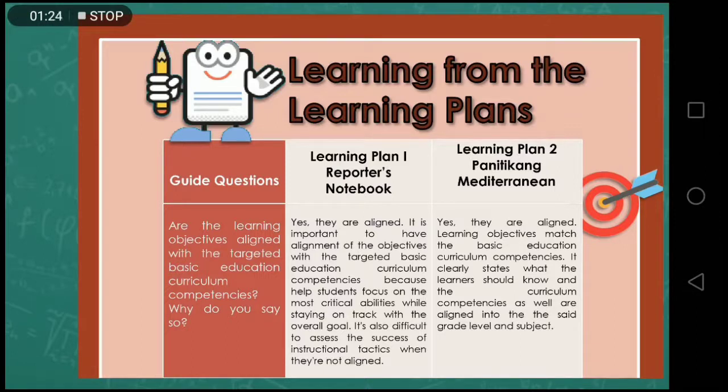On the other hand, according to Dr. Serhat Court, if the learning objectives are aligned with the targeted basic education curriculum competences, it will help minimize wasted time as students are enabled to focus on skills geared towards the learning objectives.